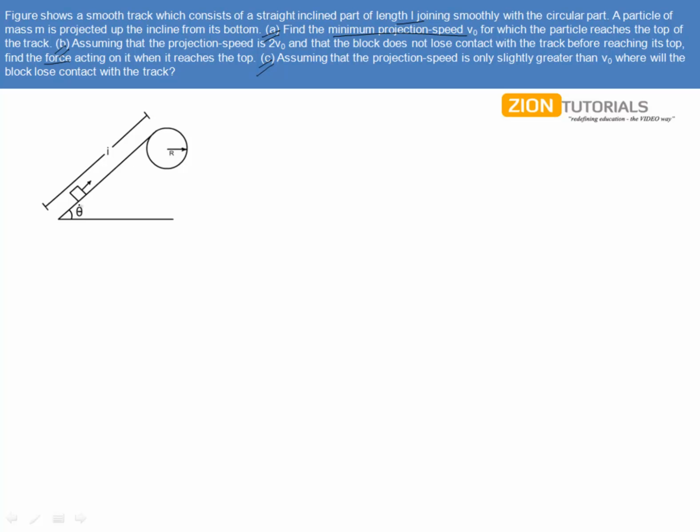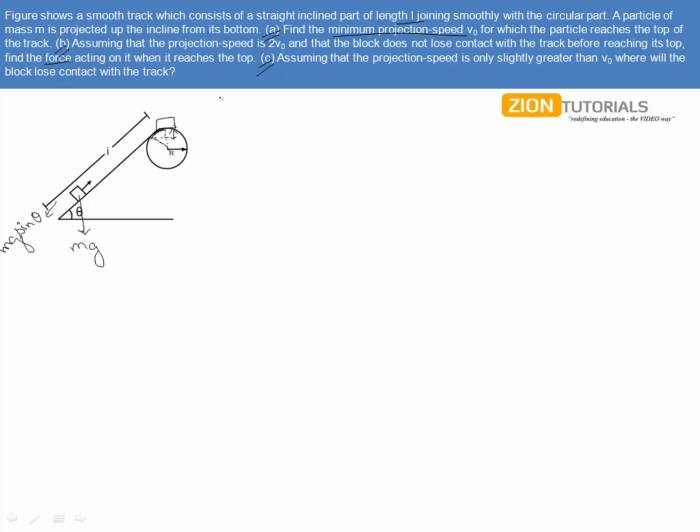Here we are having the block on which obviously an mg force is acting in the downward direction, whose component mg sine theta is acting along the wedge in the downward direction, and some work will be done in making this block reach from this point to this one. But they have asked the minimum projection speed v0 to let the block reach this point, right? And this is this much extra, so height is this much extra.